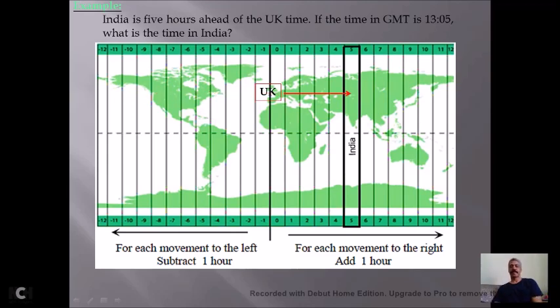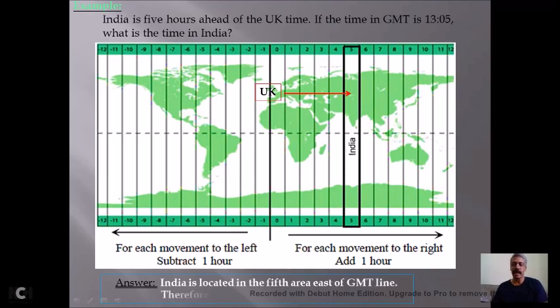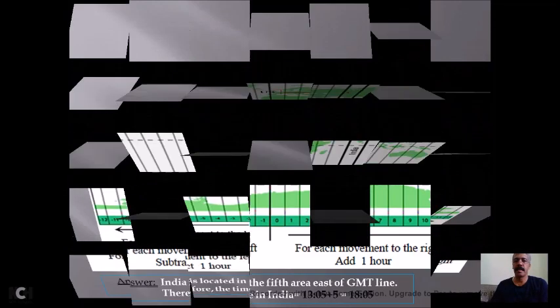Let's see. Then 13:05 adding 5, it will be 18:05. Yes, because India is located in the 5th area east of the GMT line. Therefore, the time in India equals 13:05 plus 5, it will be 18:05. Then let's see another example.